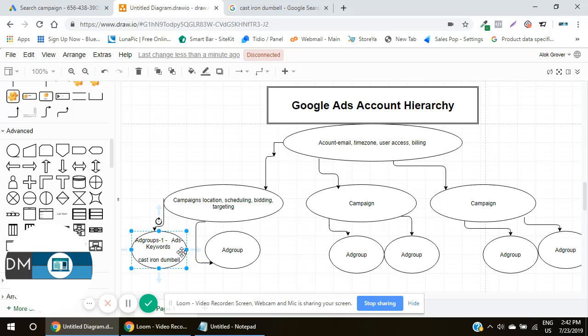With this, I have completed the Google Ads account hierarchy. I have told you a bit more and gone a bit deeper into other aspects, which we'll be discussing later in detail. However, with this, I end this video.